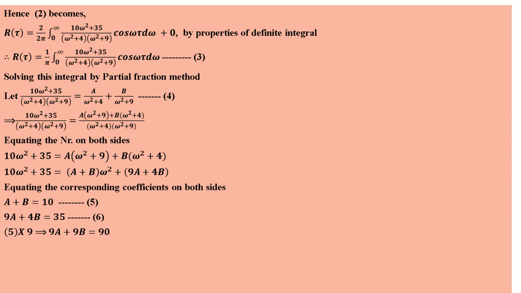So multiply the fifth equation by 9. You will get 9a plus 9b which is equal to 90. Then write the sixth equation, then subtract. So 9a minus 9a is 0. 9b minus 4b is equal to 5b. 90 minus 35 is equal to 55. Therefore b is equal to 55 by 5, that is equal to 11.